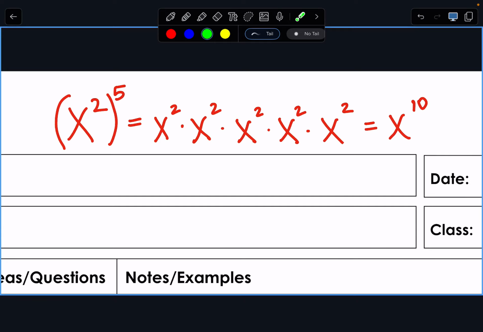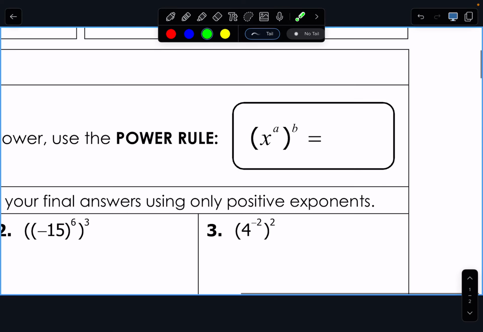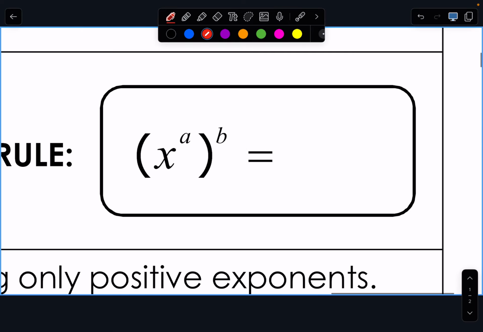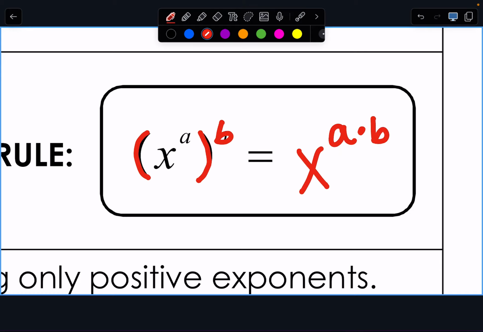Okay? So this is our power rule. If we have something with an exponent raised to a power, the base stays the base, and we're going to multiply the exponents. And that's it. Okay.